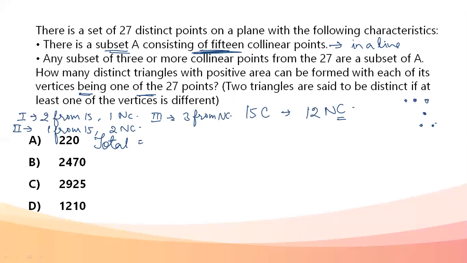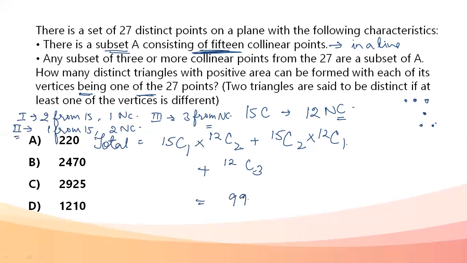So first case, 1 from 15 and 2 from non-collinear. So this becomes 15C1, selecting 1 point out of 15, and 12C2. Plus, now the second case, I have to select 2 from 15, 15C2, and 1 from 12, 12C1. Third case, all the points are from non-collinear, this becomes 12C3. When I add all of them, my answer becomes 990 plus 1260 plus 220. Total number of triangles possible becomes 2470. My answer is option B.